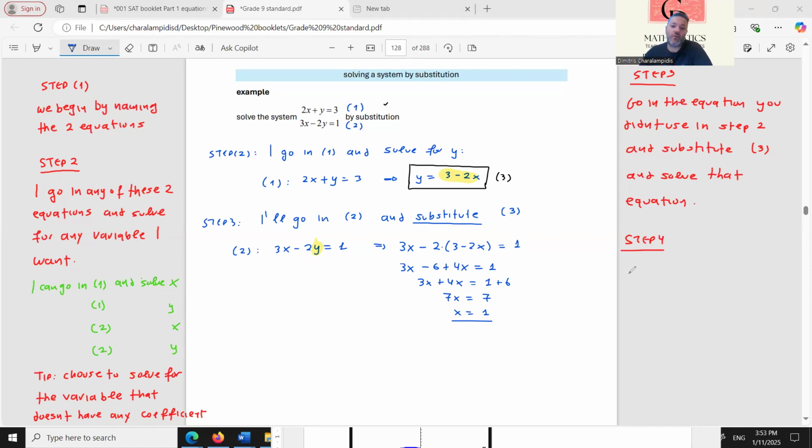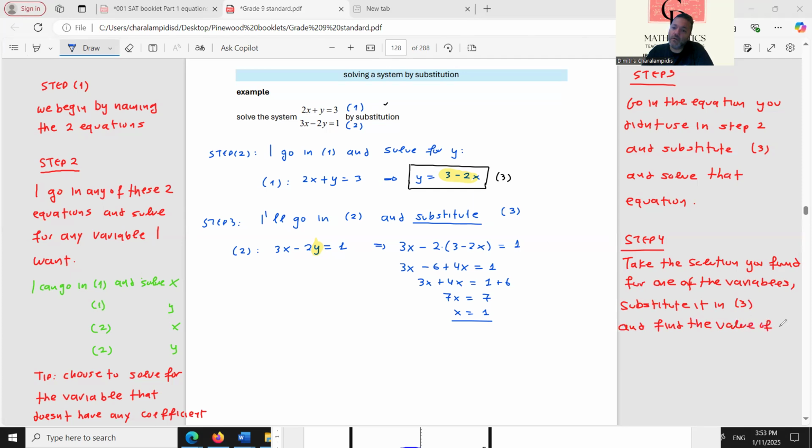So in step 4, we can say: take the solution you found for one of the variables, substitute it in equation 3, and find the value of the second variable as well.